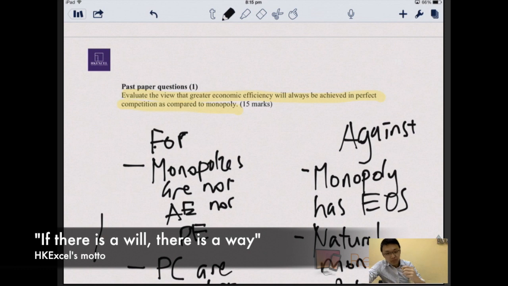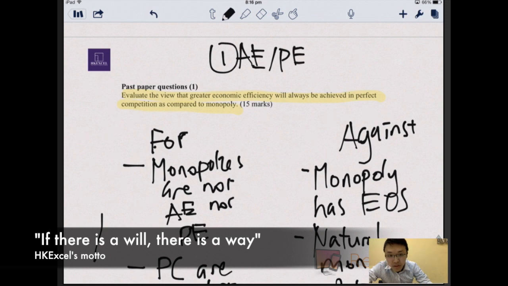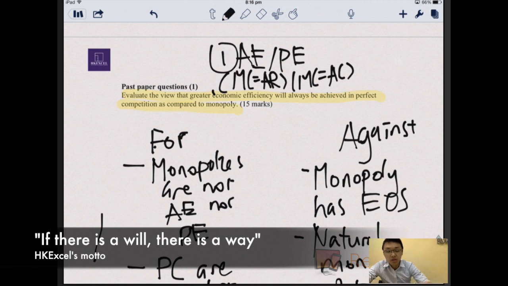Whenever you approach these questions, I recommend you look at 3 aspects. The first aspect is allocative and productive efficiency. Allocative efficiency, the definition is just the right amount produced from society's point of view. It is achieved when MC equals AR. For productive efficiency, the definition is lowest average cost, so that's MC equals AC. Average cost, not total cost. This is something you've got to memorize.